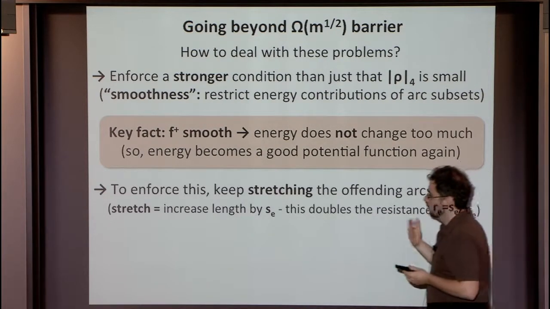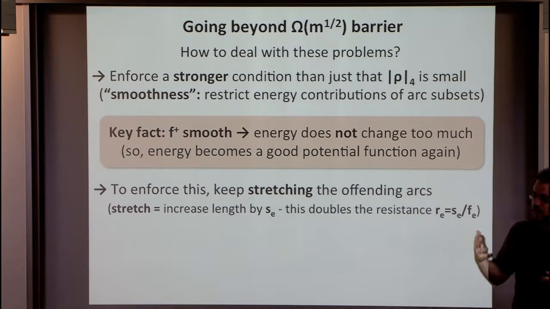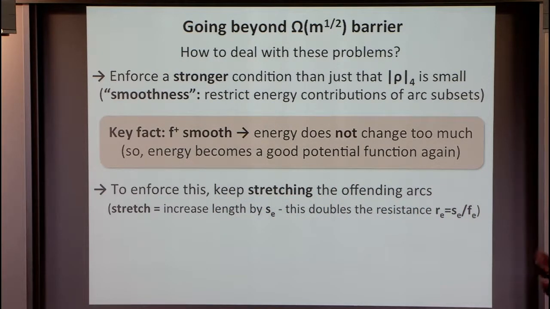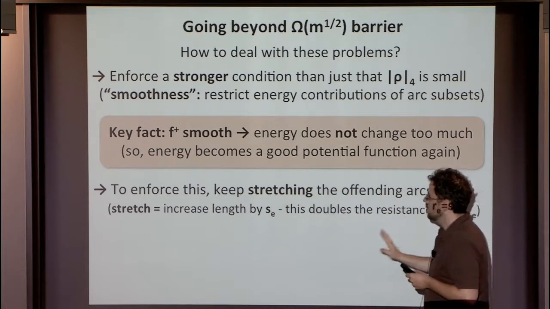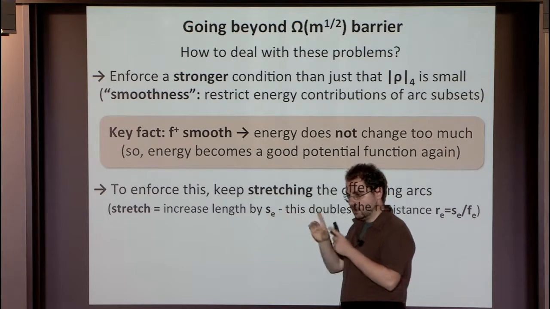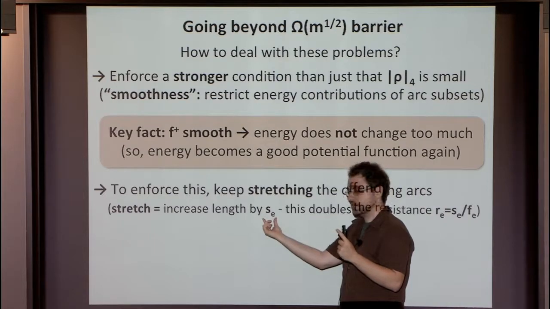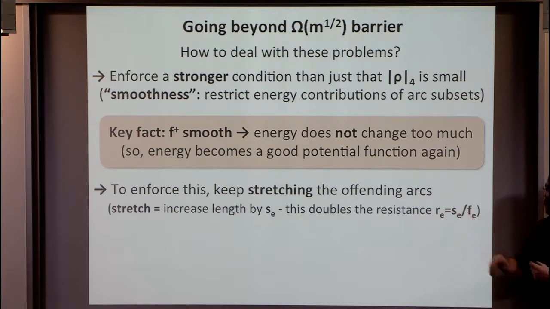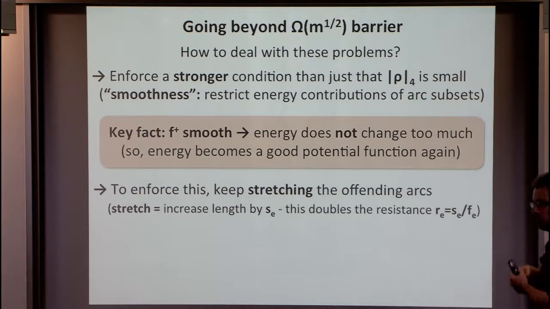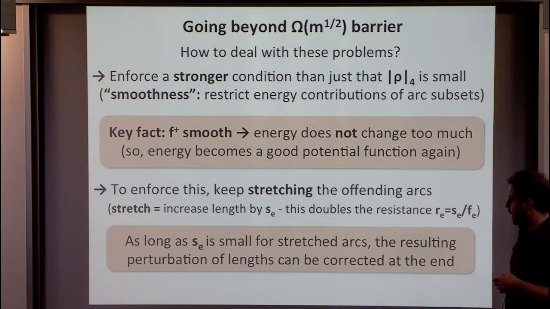Now the way we enforce this condition is that whenever we see some arcs that offend this condition, we just perturb them. The way we perturb them is not by removing them, but by increasing the length of the arc by its slack. Because of that, this results in doubling the resistance. So essentially, instead of removing arcs, we are just doubling the resistance. Whenever we don't like what some arc is doing, we just double its resistance and we recompute.